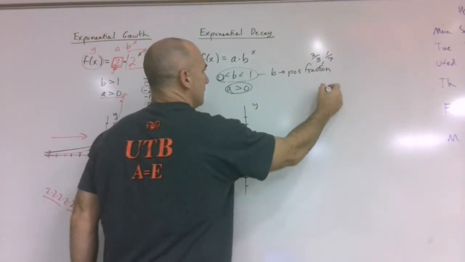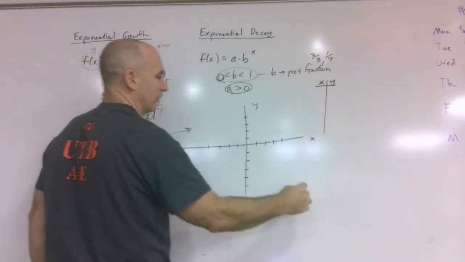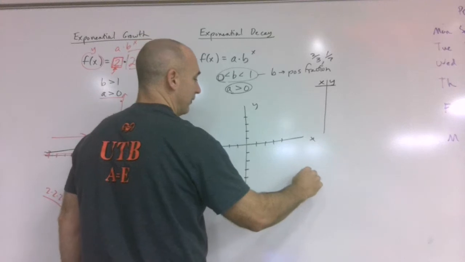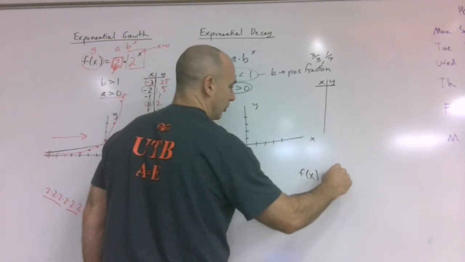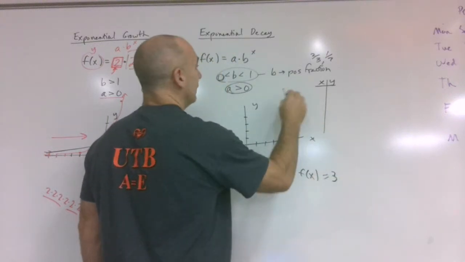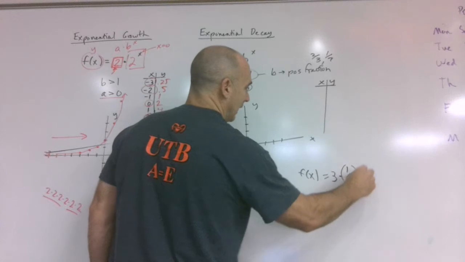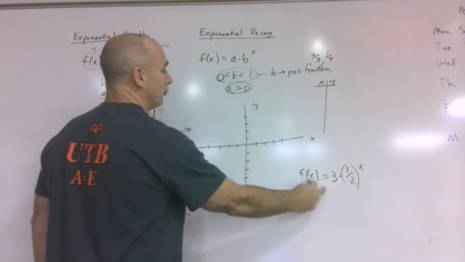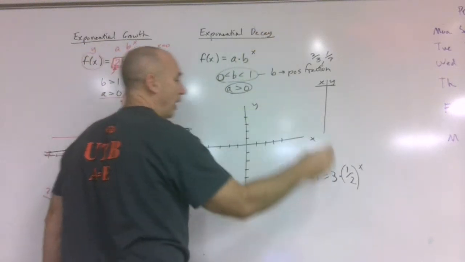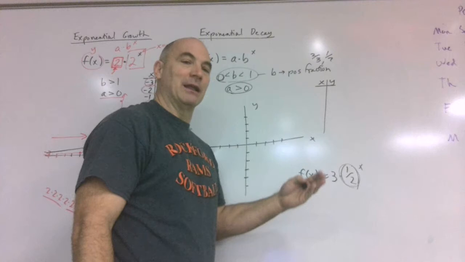So now let's go like this. Let's build something. So I'm going to build one. f of x equals, let's pick something greater than 0. I'll just go with, I don't know, 3. And then b, let's make it easy, 1/2 to the x power. See, this is by definition an exponential function, but it's exponential decay. Why? Because this is a fraction. Well, why would that make it decay?